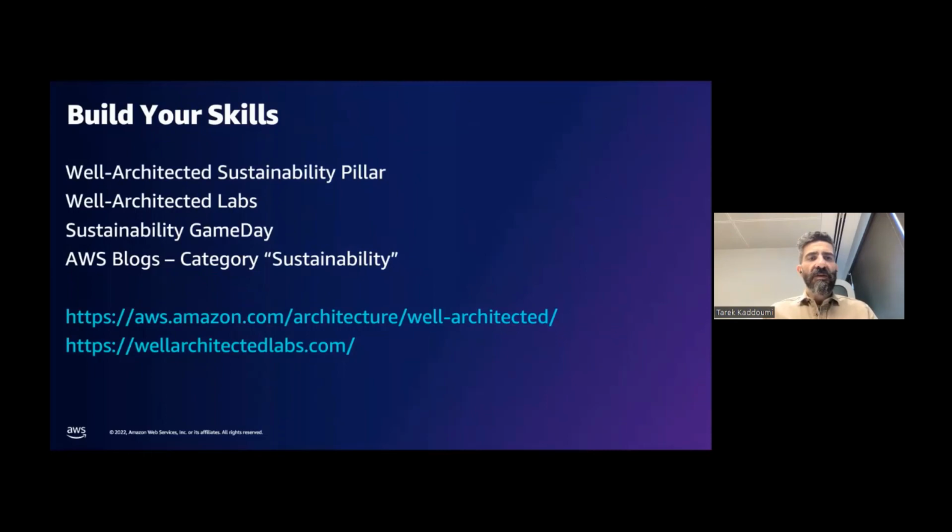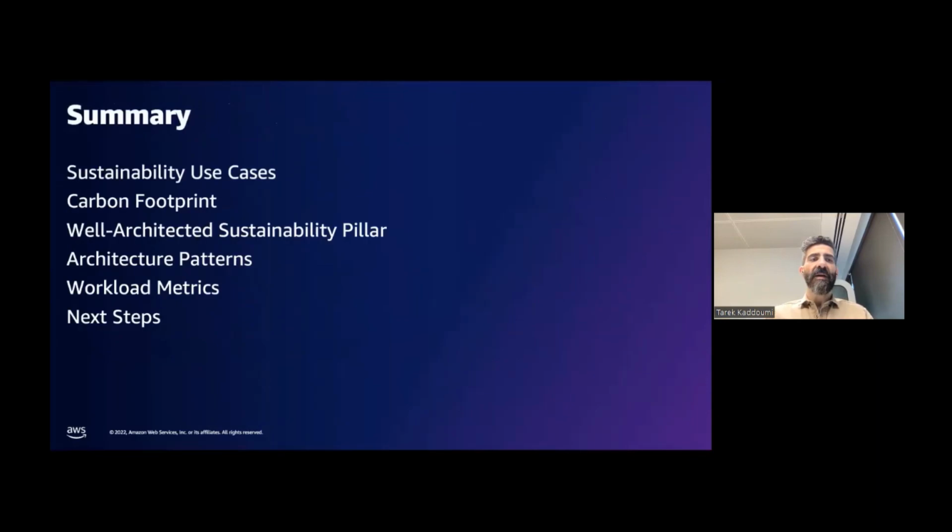Consider always visiting the Well-Architected sustainability pillar, the labs, the sustainability game day, and the AWS blogs on sustainability. In summary: the sustainability use cases, the carbon footprint, the Well-Architected sustainability pillar, the workload metrics, and define your next step.